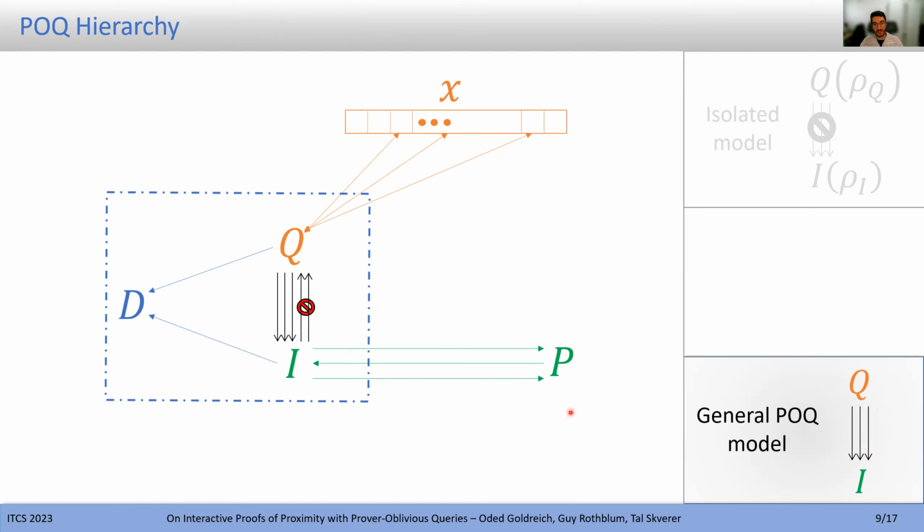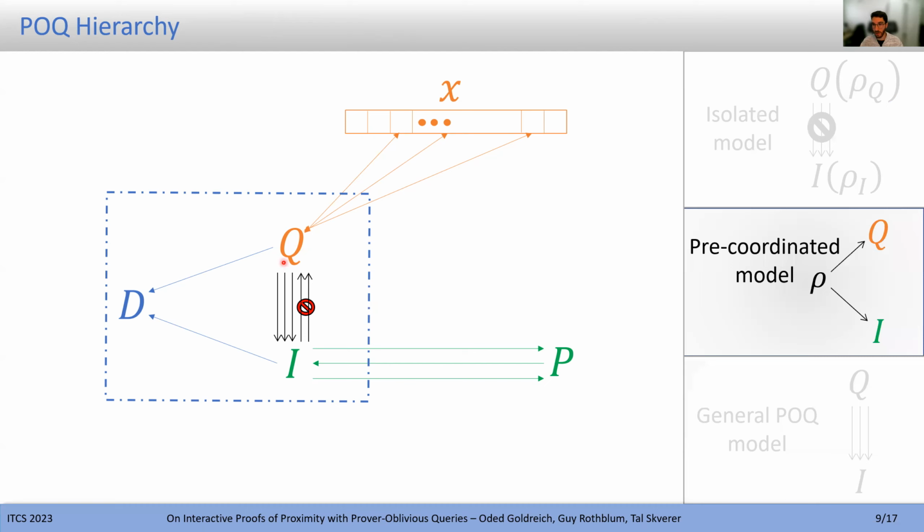And interestingly, there is actually an intermediate model between these two models, in which Q and I only share a common randomness between them. We call this model the pre-coordinated model, denoted by the fact that they receive a shared randomness rho between I and Q, but there is no other communication. So compared to the general prover-oblivious queries model, Q cannot send to I anything, so it cannot send the answers to the queries it makes.